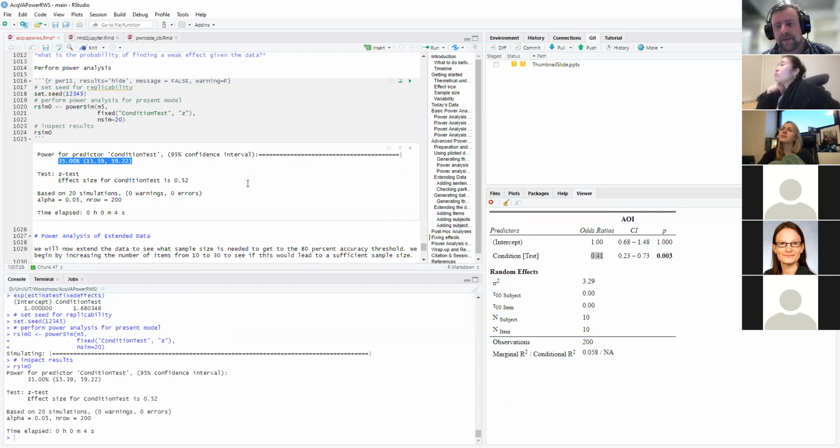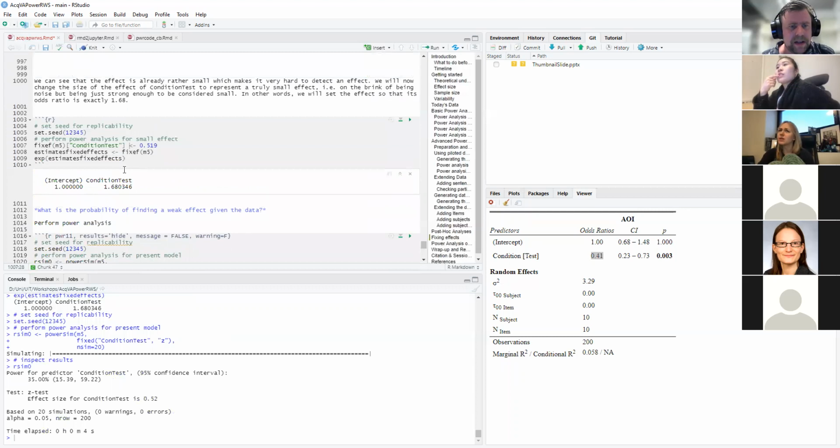Martin, real quick, for the fixed effects, do we use odds ratios? In this case, yeah. In this case, you do. It's not always the case, right? You'll have other effect size measures, for example, for numeric predictors. But in this case, the easiest way is really to convert them into odds ratios, because the estimates can be very easily converted into odds ratios.